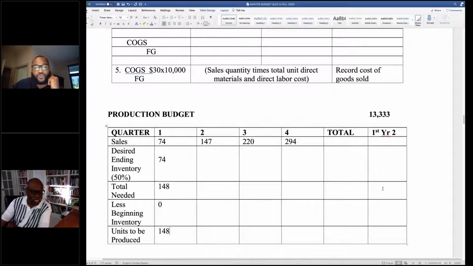Yeah, I guess total needed. Going forward, for one, it won't use the beginning because we didn't have any, so it'd be the total needed less beginning inventory. Right. Is that how we're going forward? Right. Okay.